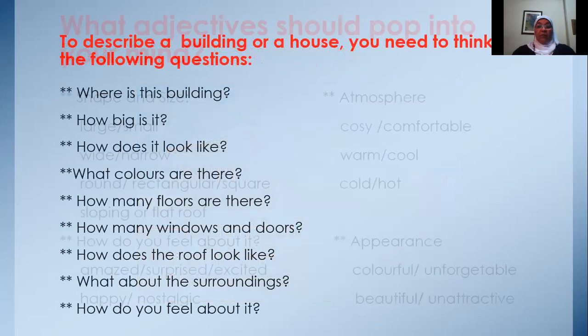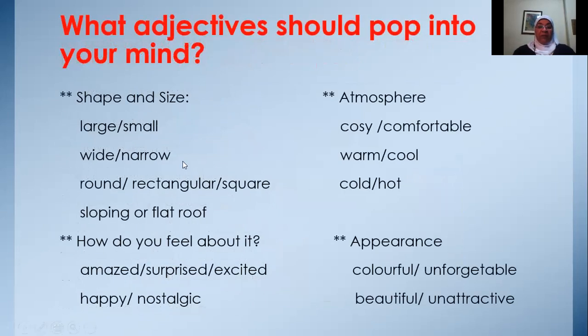Again, what more adjectives can we have in here? We can have, how do you feel about it? Amazed, surprised, excited, happy, nostalgic. Nostalgic means it reminds you of your grandfather, for example, or the days when you used to go to the farm of your grandfather and visit them over there. Maybe it's going to remind you of a nice place where you went on a vacation with your family and you enjoyed the place around. So it makes you nostalgic to think of past days.